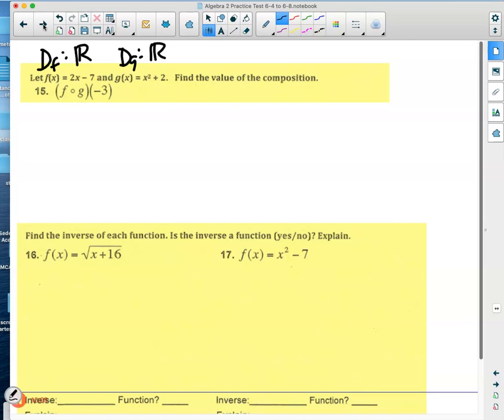Now take a look at that. -3 is going to go in which one first? Yes. So we need g of -3, and then we'll put it into f. So let's start with g of -3. Going to go right there. And somebody's going to put that in their calculator as -3 squared plus 2 without the parentheses, and they're going to get this problem wrong.